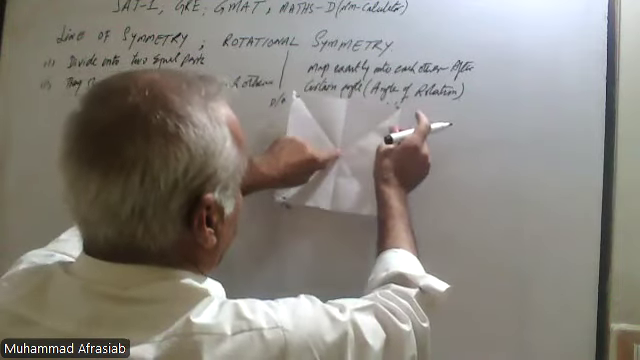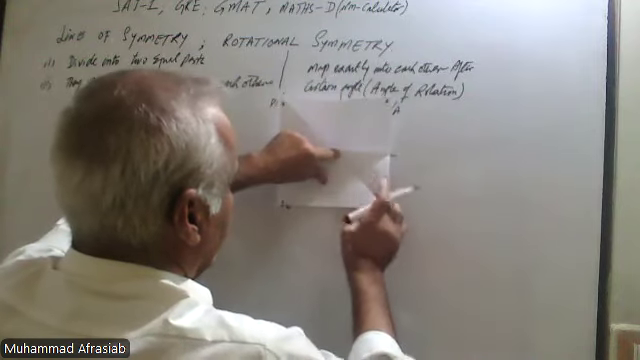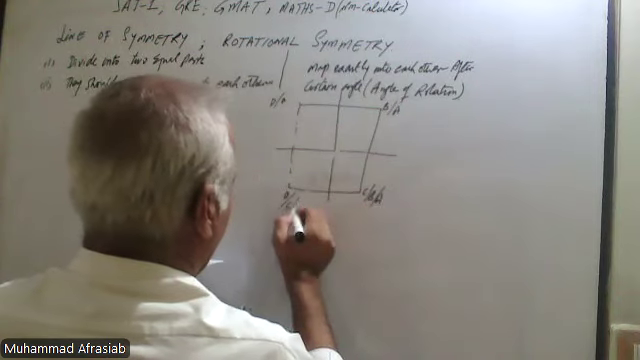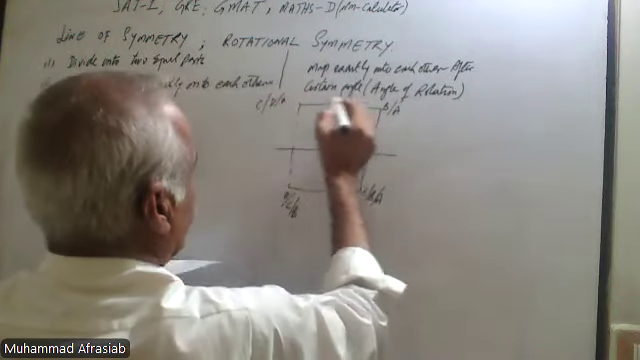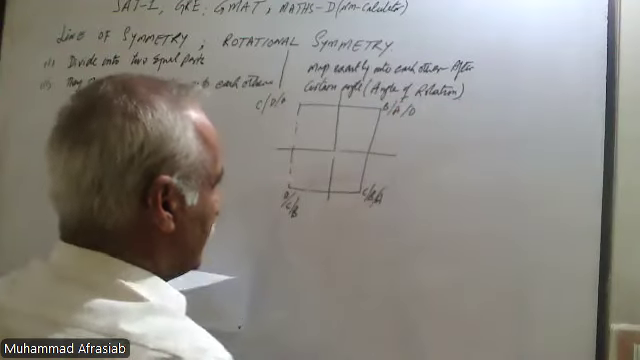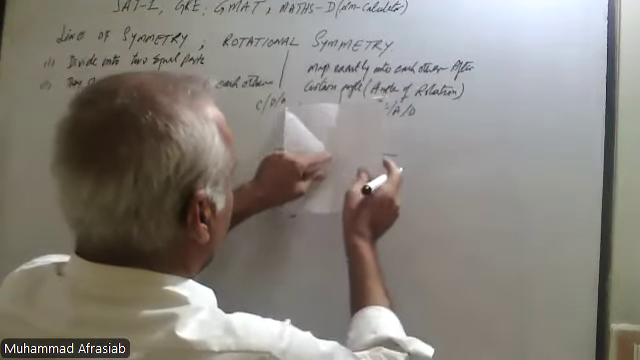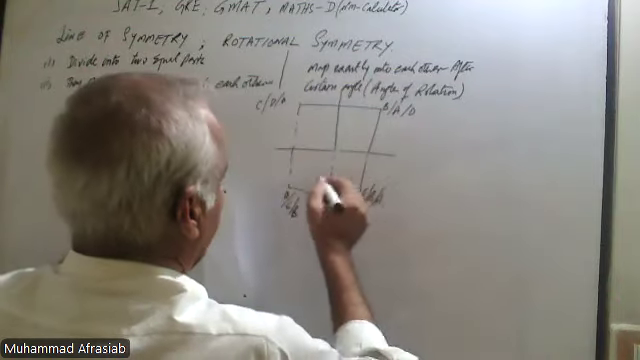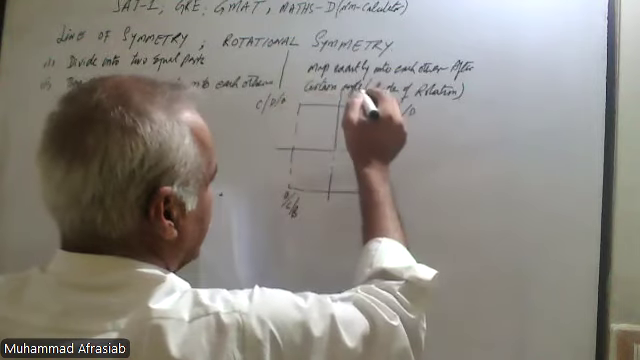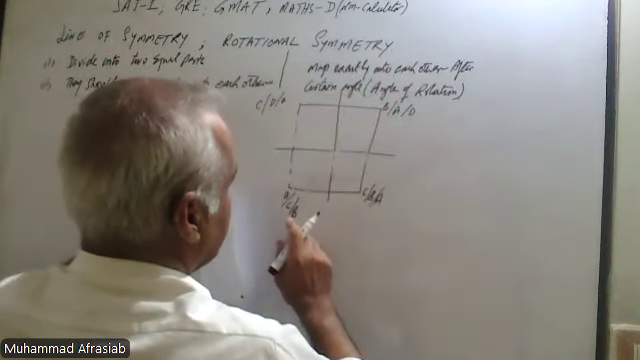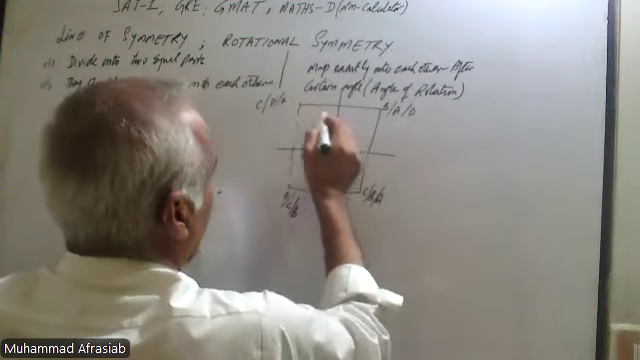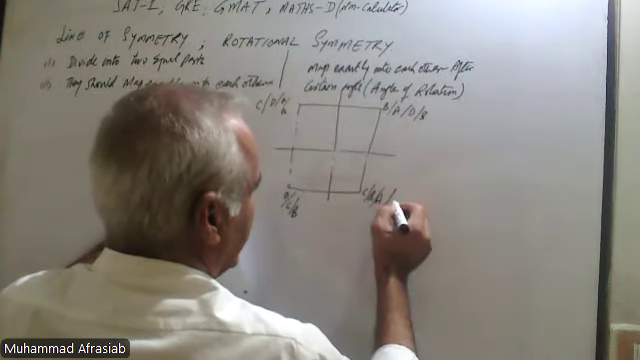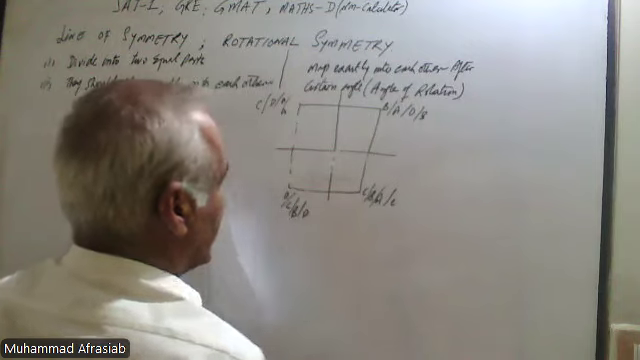After rotating it again, the base figure is the same. So A will come to this position, B to this position, C to this position, and D to this position. And if you rotate it again, A will get back to the original position. So after the fourth rotation, A, B, C, and D are all back at their original positions.